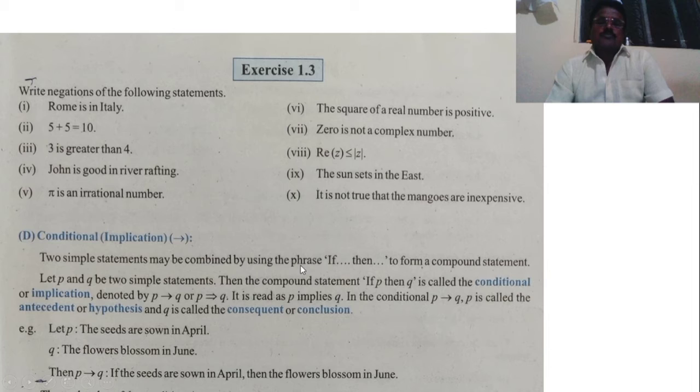Of this type, we have to solve this exercise number 1.3, giving the negation of the simple statements. Then next, connective number 4: conditional, or implication, single arrow.